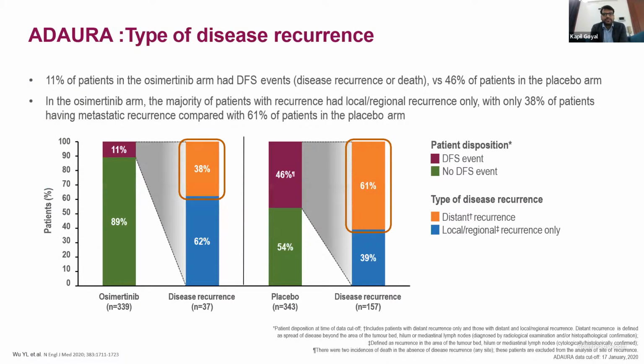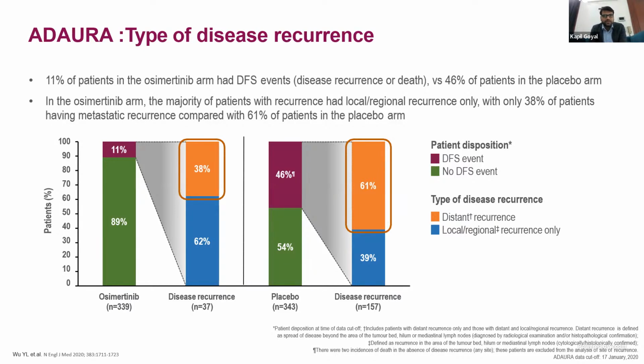In the ADAURA trial, the type of disease recurrence is important. While we see in both arms, the osimertinib arm and the placebo arm, DFS events took place in only 11% of the patients in the osimertinib arm compared to 46% of the patients in the placebo arm. So we see that recurrences were far fewer in the osimertinib arm.